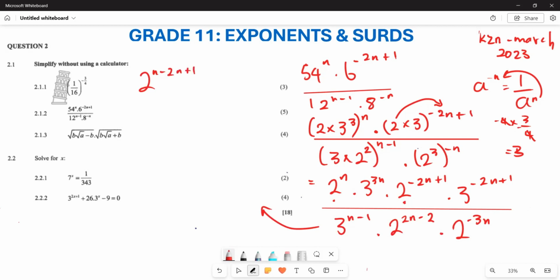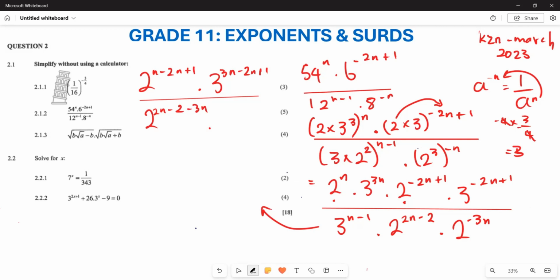Then the ones of base 3, this is going to be same as 3 to the power of what? This is going to be 3n. Let's just use the negative sign. Minus 2n plus 1, right? Now, this is going to be divided by what? In your denominator, what is the first one? Let's see. If you start with the 2, this is going to be same as what? 2 to the power of 2n subtract 2. Then this is going to be minus 3n, right?